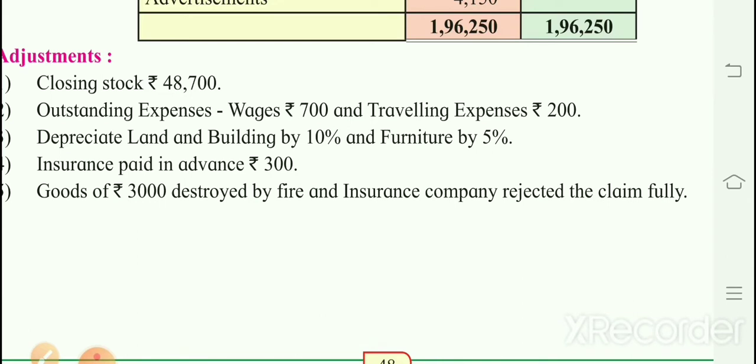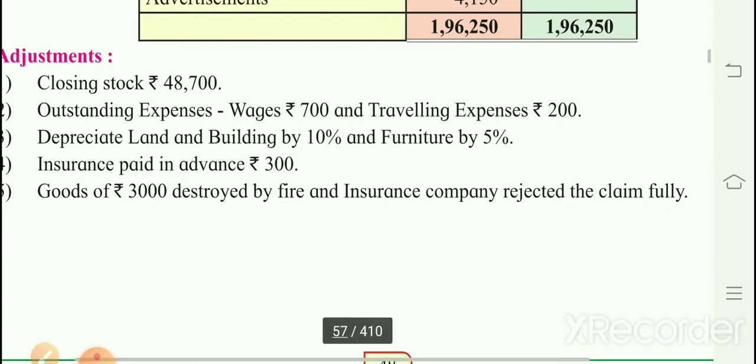So this adjustment will have only two effects. First effect will be given to credit side of trading account by goods destroyed by fire. Second effect will be written on debit side of profit and loss account as loss by fire by rupees 3000. There will not be any third effect because the firm has not received any claim.